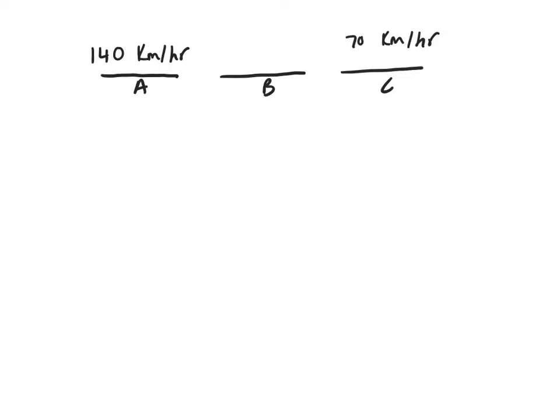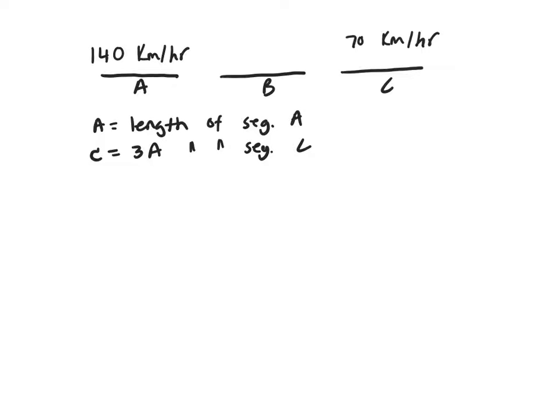We have three sections of test track. We've got segment A, segment B, and segment C. And they tell me that the speed is 140 kilometers per hour for A, and it's 70 kilometers per hour for C. We're trying to find the length of A and C, and they tell me the length of segment C is 3 times the length of segment A. So let A equal the length of segment A, and then C will equal 3A because it's 3 times A. That's the length of segment C.